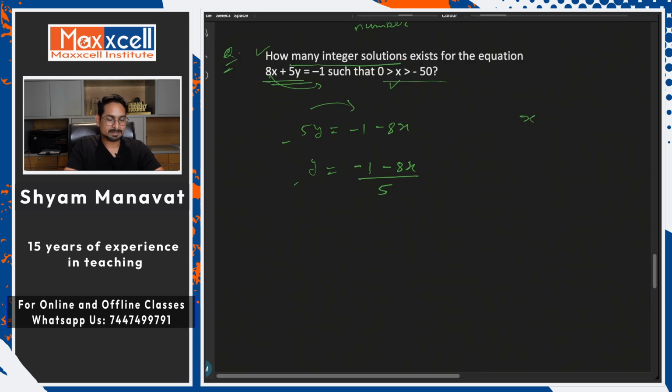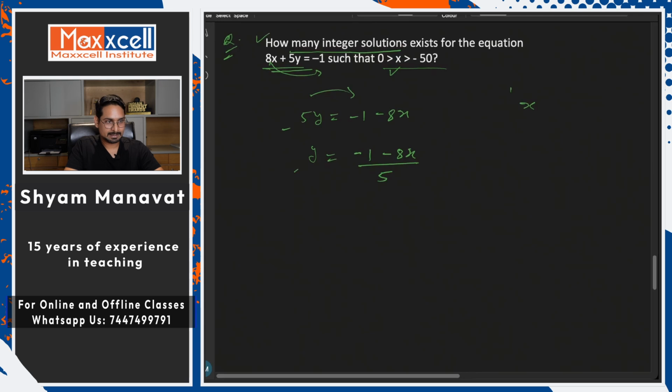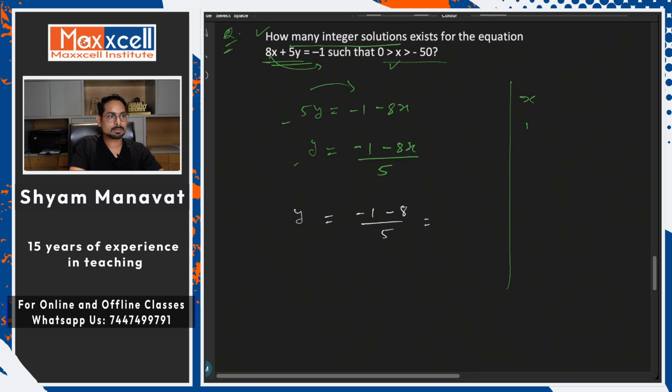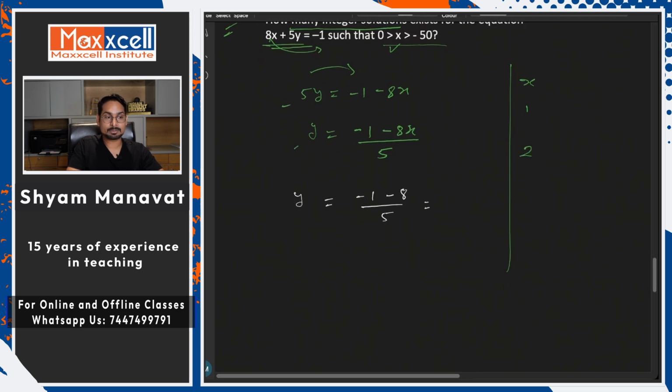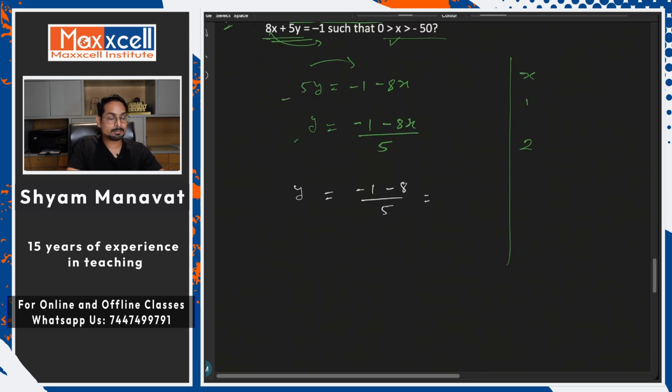So the first negative value I will take, because first I need to find the first initial value. Okay, if I substitute x is equal to 1, here, what will I get? y equal to -1 minus 8 by 5. Is this divisible by 5? -9? No. Try for x is equal to 2, and now you can go faster.